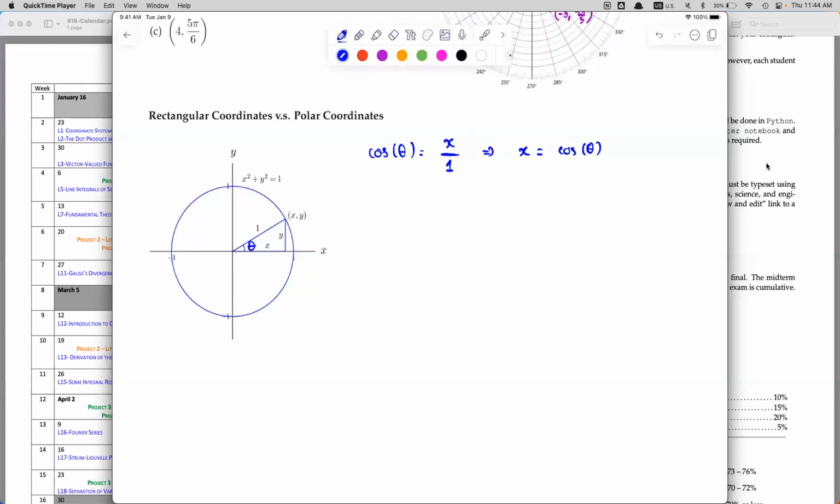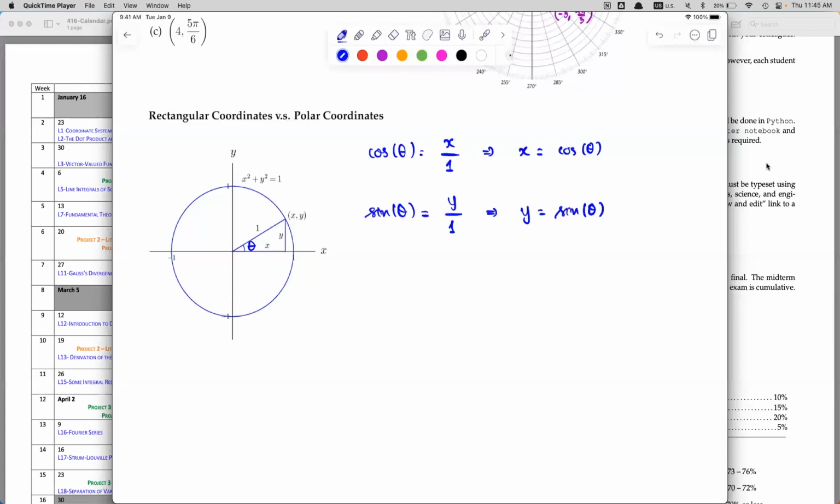Now, when I do sine of theta, I have the opposite over the hypotenuse. Therefore, y is equal to sine of theta. Again, to emphasize, the vertical axis is the y-axis, but also the sine axis. So this is just the unit circle.